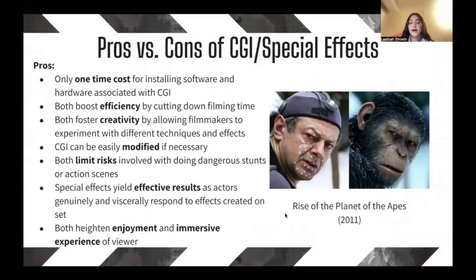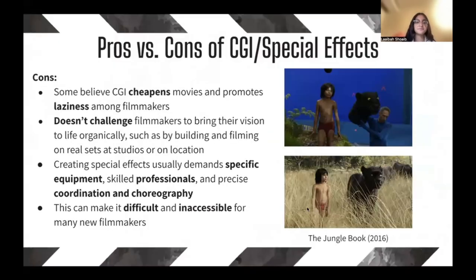And we can see in the picture how CGI as a technology is used to transform the actor's face into that of an ape. So definitely a very useful technology in the film industry that has a lot of pros, but also comes with a lot of cons, which we'll be getting into next.